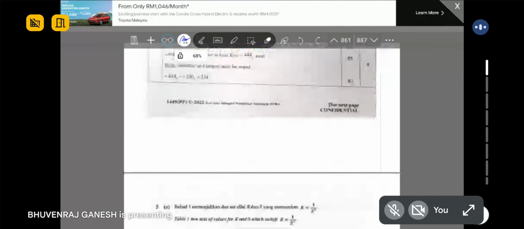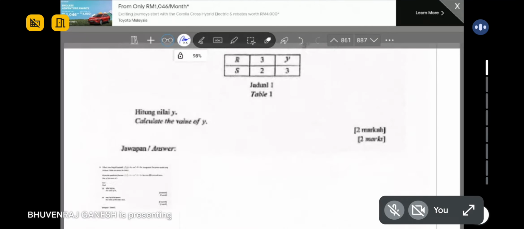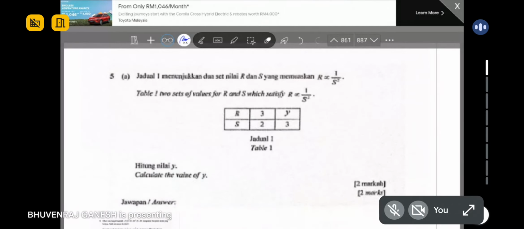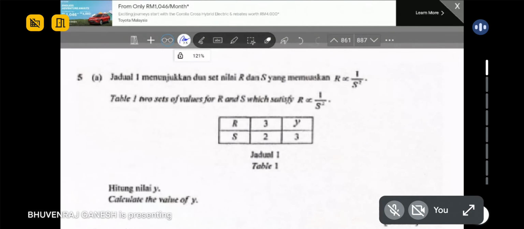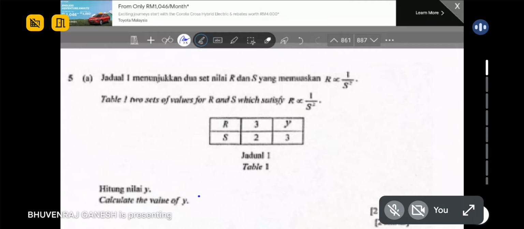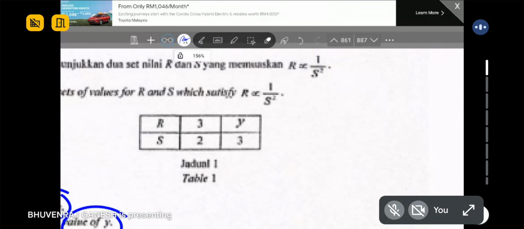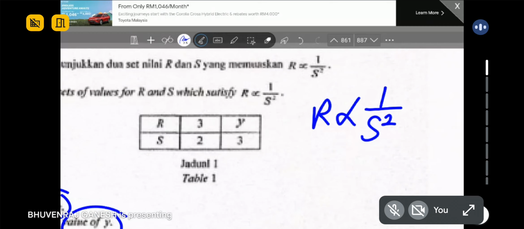Okay? Alright. So next one, question number 5. Okay, so question 5 is on variation, guys. Ubahan. Okay, so the question asks you, find the value of y. Cari nilai y. Okay, so for y, you must use the equation, guys. Kamu kena guna persamaan ni. So R varies inversely as S square. Okay, berubah secara songsang dengan S kuasa 2.